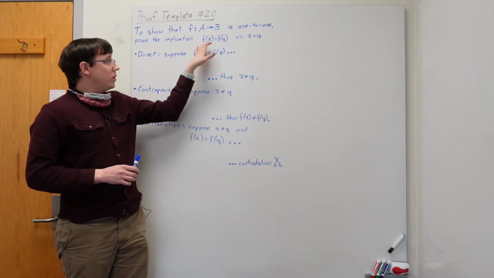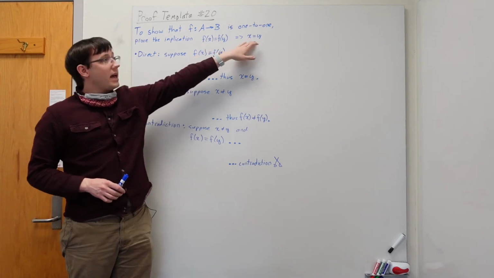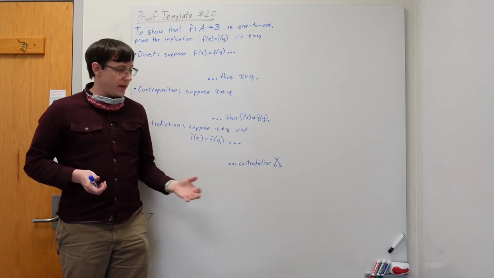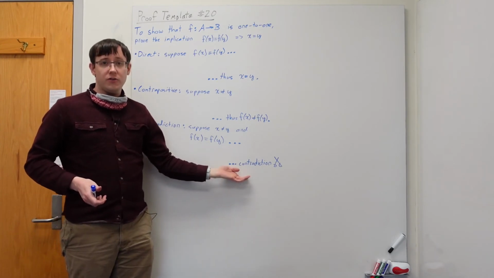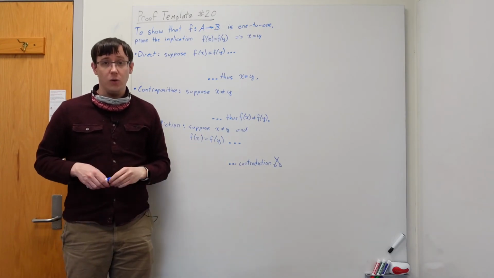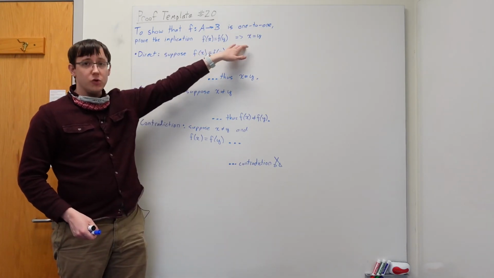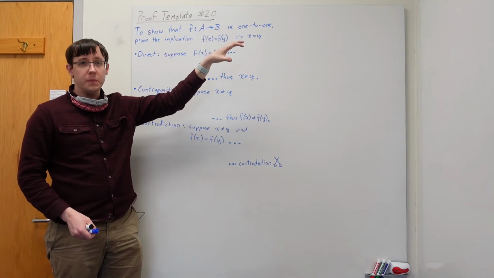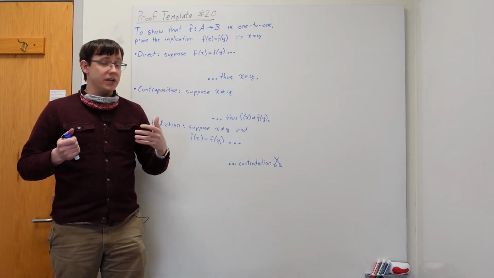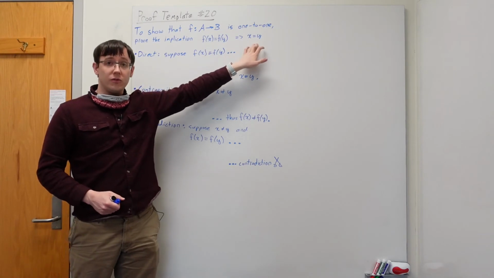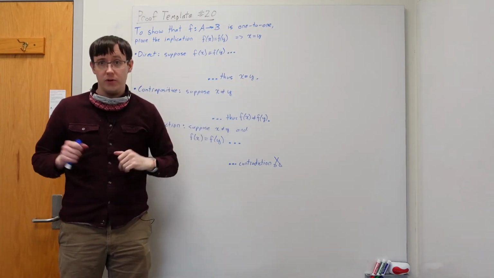In which case we would suppose our hypothesis and the negation of our conclusion and use those to arrive at some contradiction that shows that they cannot simultaneously hold. So we have several options for proving the implication to show that a function is one-to-one. But if we want to show that a function is not one-to-one, that amounts to showing that this implication is false, which we do by giving a counterexample.